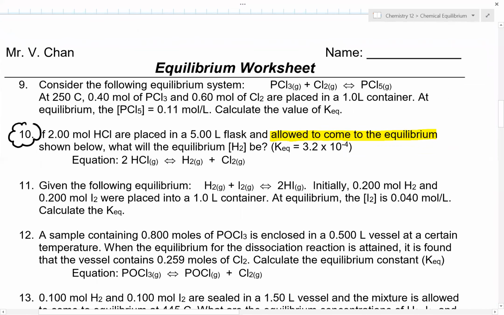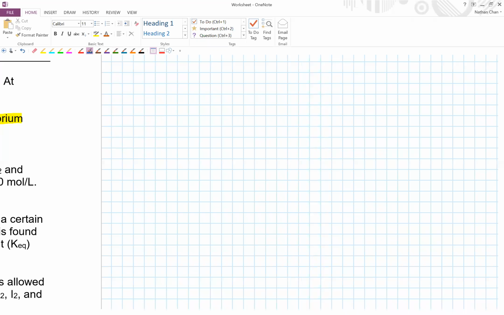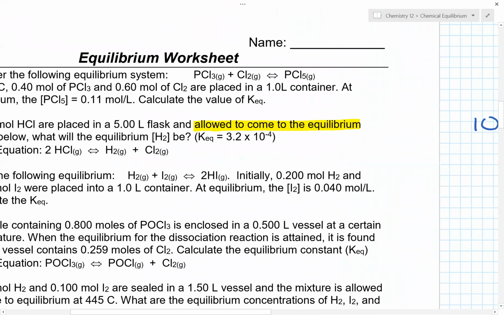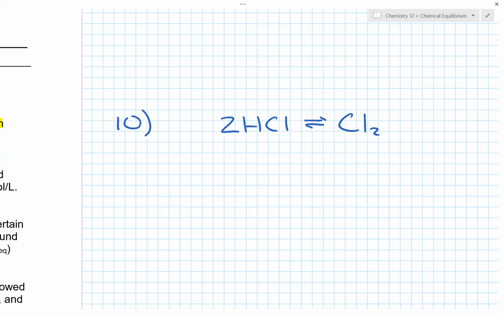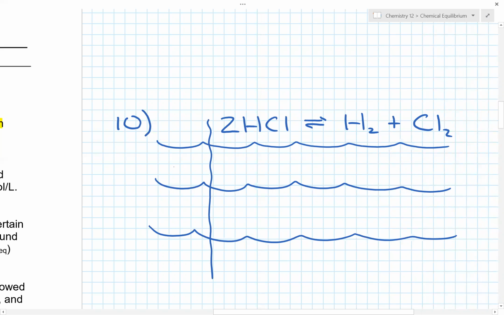Okay? So if I were to do this question, so question number 10 here. So I have 2HCl in equilibrium with H2 and Cl2. Now we set up our ice tables.